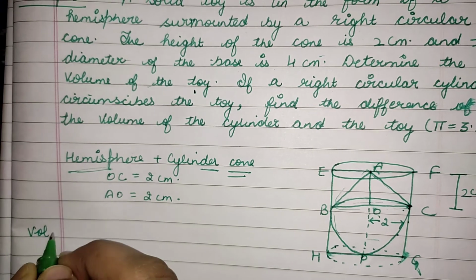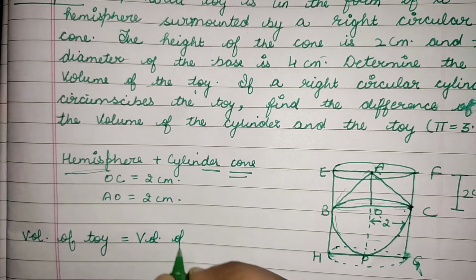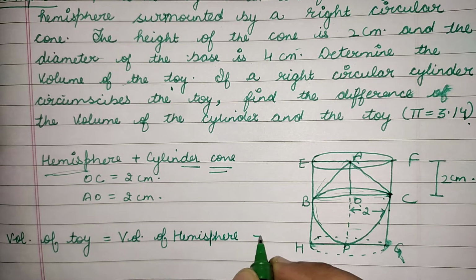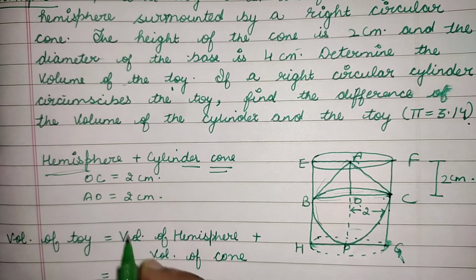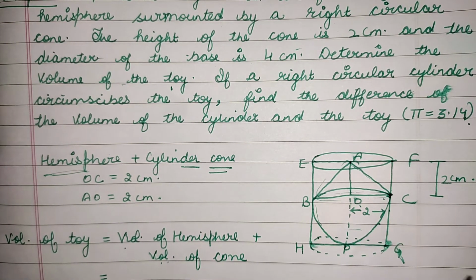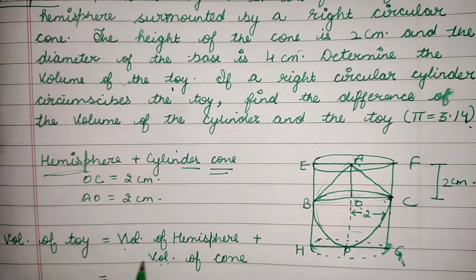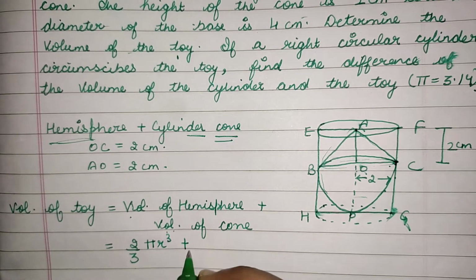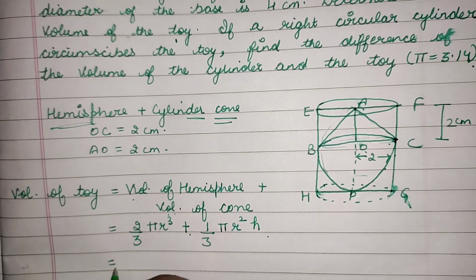So volume of the toy will be equal to volume of hemisphere plus the volume of cone. As we were doing earlier while finding out the area, we were adding the curved surface area of both the figures. Now we are talking about volume, so we will add the volume of both the figures. Volume of hemisphere is 2 by 3 pi r cube plus volume of cone is 1 by 3 pi r square h. So now you have to simply put the values.